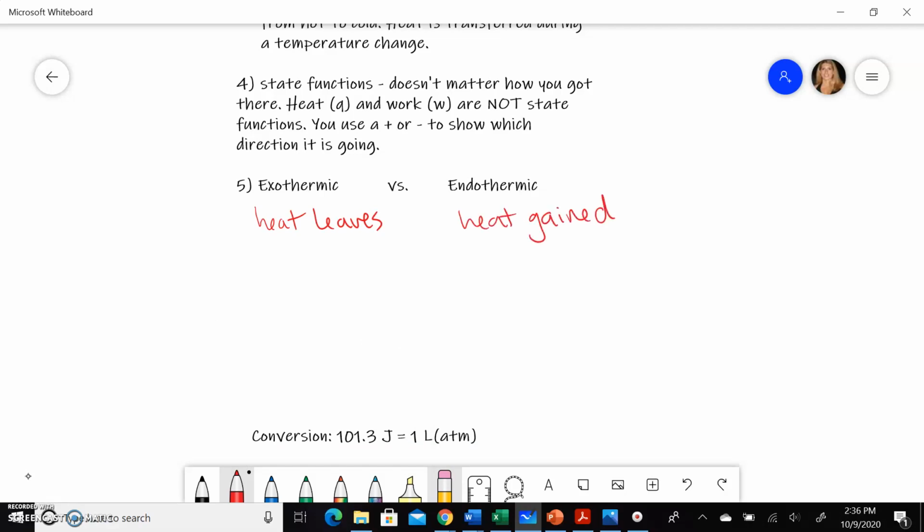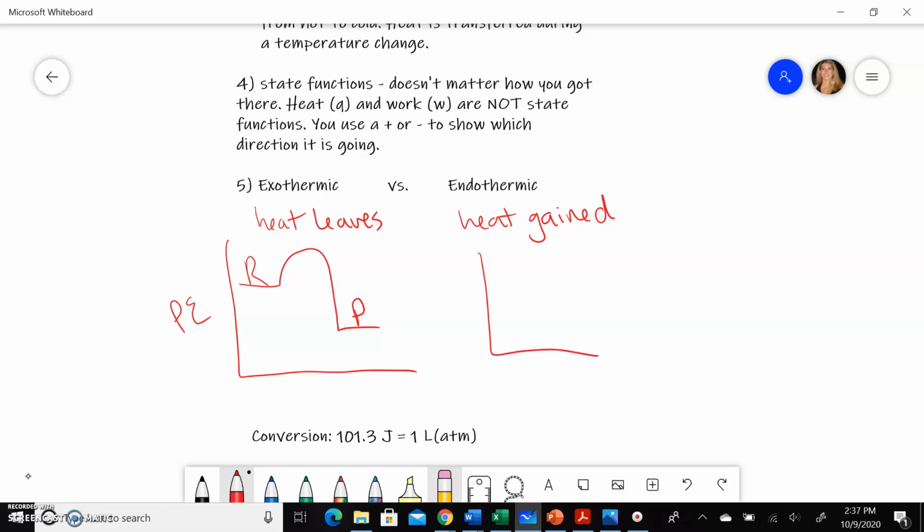Endothermic means that heat was gained, or it doesn't have to be heat, it can be any type of energy. We did a few graphs with this that we're going to go over in detail for this chapter as well, so let's just go ahead and review that. Exothermic is this graph. If you start with the reactants and you end with the products, notice that you started with more energy, so we'll say this is the potential energy over here. You started with more energy than you ended with, which means heat was lost.